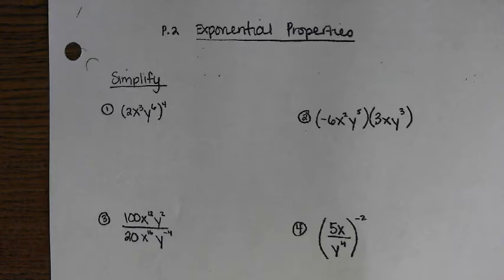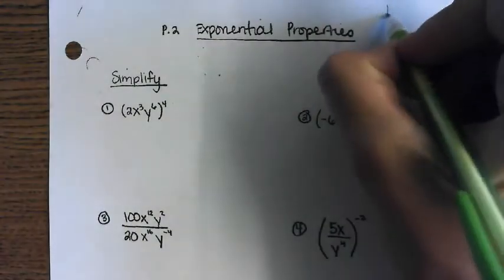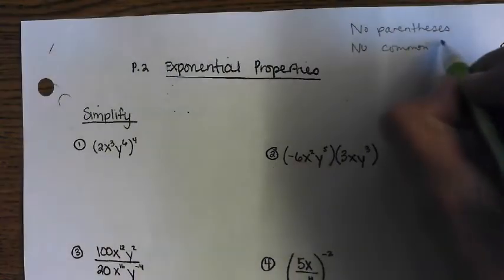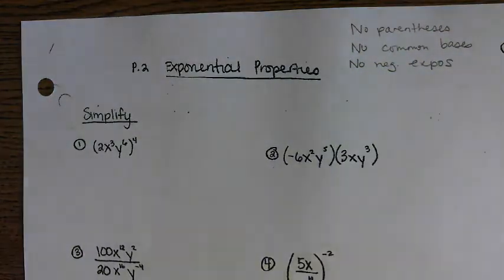You cannot have common bases. So like the letter x, the variable x, could not show up more than once in the final answer. And 90% of the time, parentheses should be gone. So no parentheses. No common bases. That's no variable showing up twice. No negative exponents. I think I hit it all.